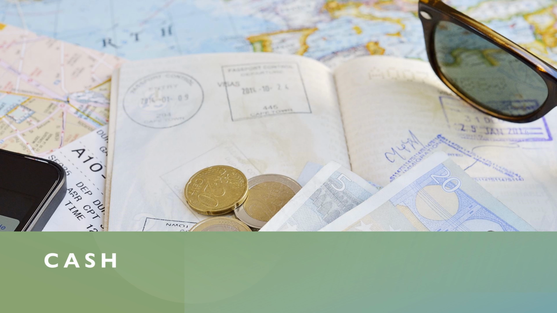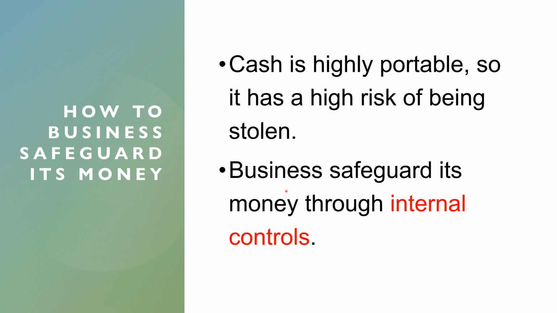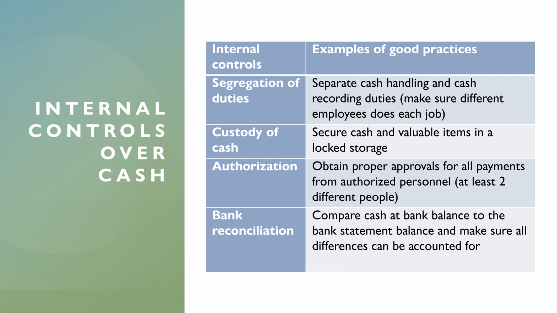Okay, students, today we are going to learn cash, the new topic. Cash is highly portable, so it has a high risk of being stolen. So how do businesses safeguard their money? Businesses safeguard their money through internal control. Internal control over cash. There are four methods whereby a business adopts internal control over their cash.